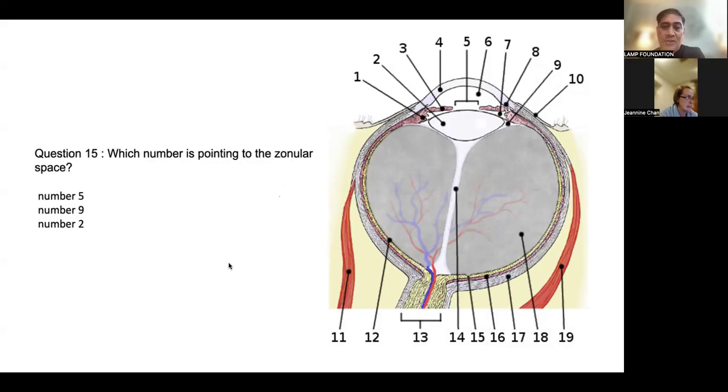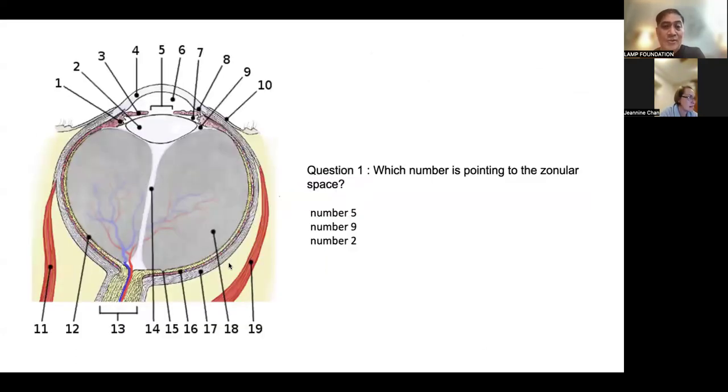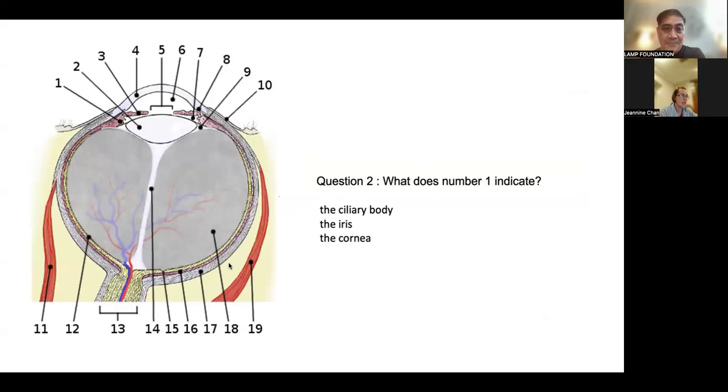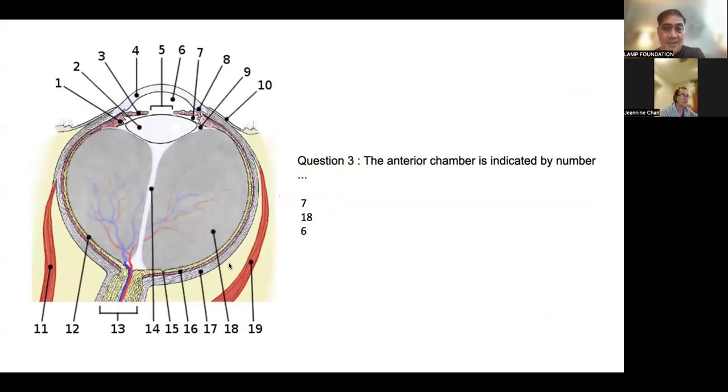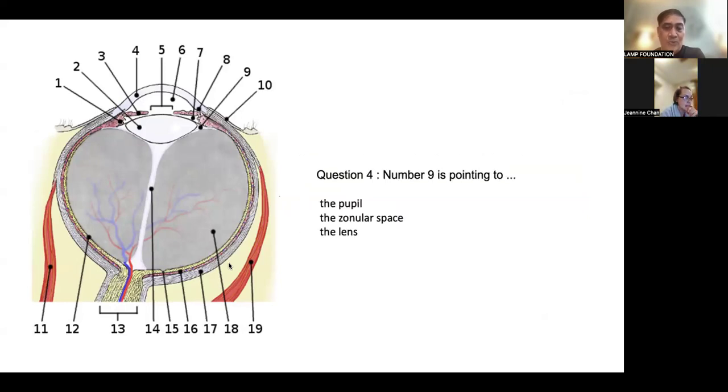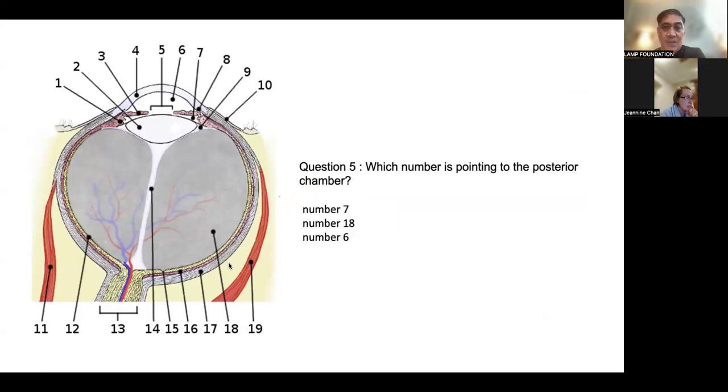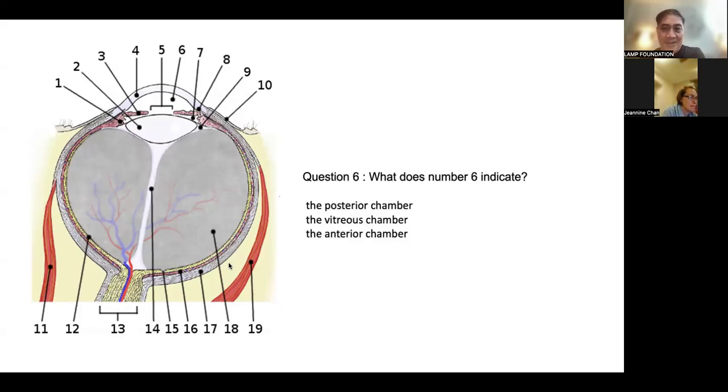Which number is pointing to the zonular space? Your answer here was wrong. 9. Very good. What does number 1 indicate? The ciliary body. The anterior chamber is indicated by number? 6. Number 9 is pointing to? The zonular space. Which number is pointing to the posterior chamber? 7. Yes. So you know where the anterior chamber is. This is very important when you study glaucoma, but that's another story. Increased intraocular pressure.